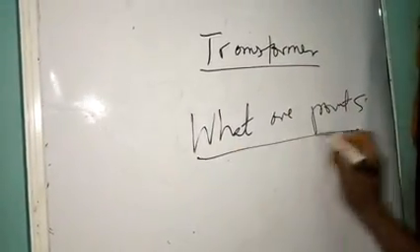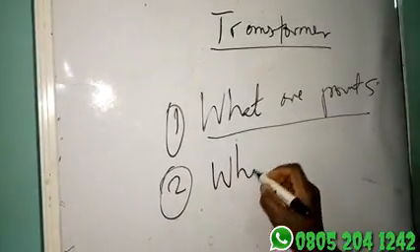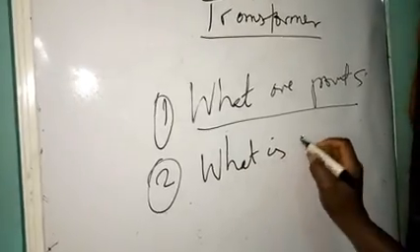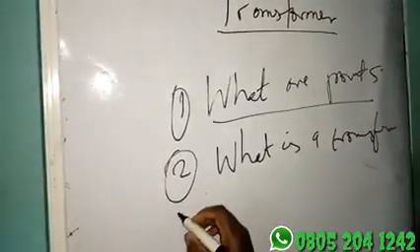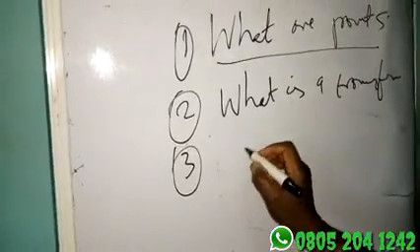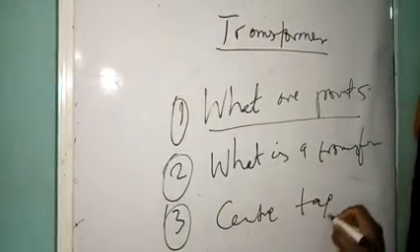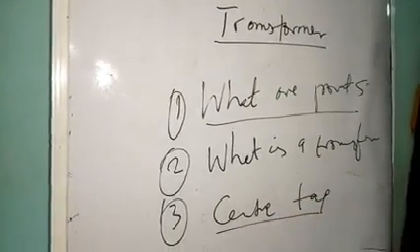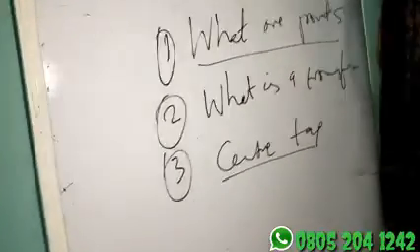Now we will look at the parts of a transformer. Then we will try to define what a transformer means. Then in part 3 we will address the center tap more and try to explain it. So let's start from here. What are the parts of the transformer? The transformer has 3 parts.